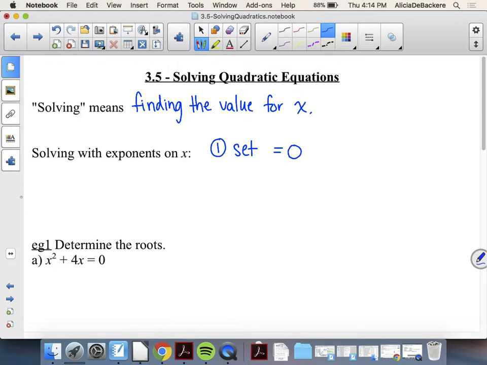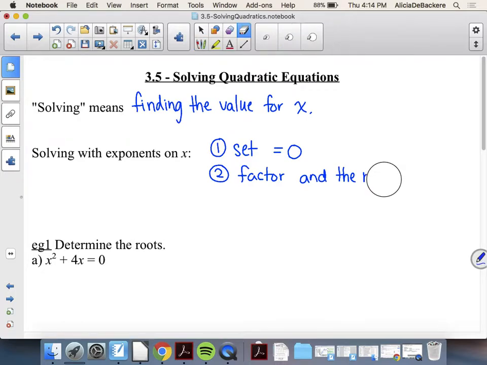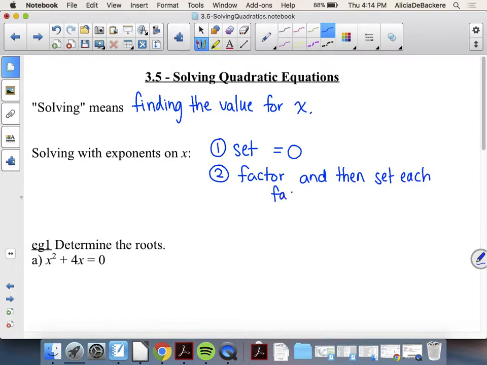Then my second step, there's two different choices. So step 2 could be to factor the equation. This is usually our quicker method. I factor it, and then I set each factor equal to 0. At that point, it's going to look more like grade 9. I'm going to have something like 2x minus 4 equals 0. And then I could move everything over to the other side so it looks like x equals a number.